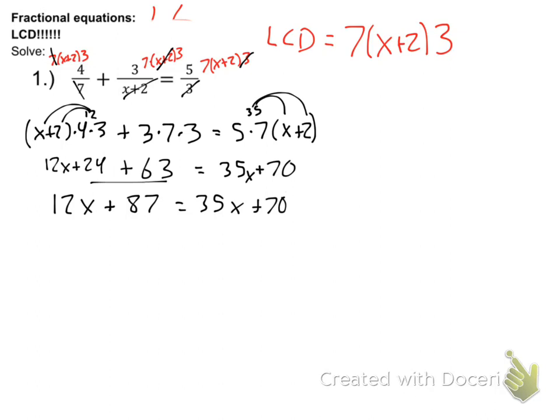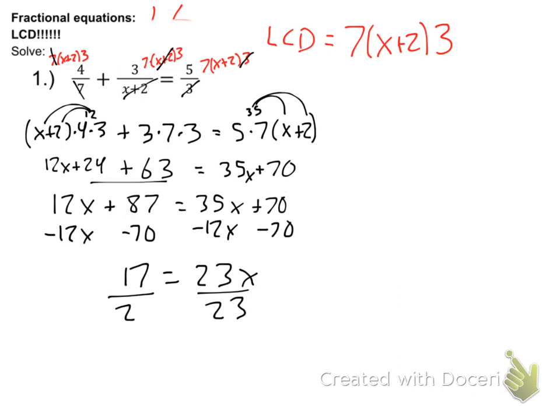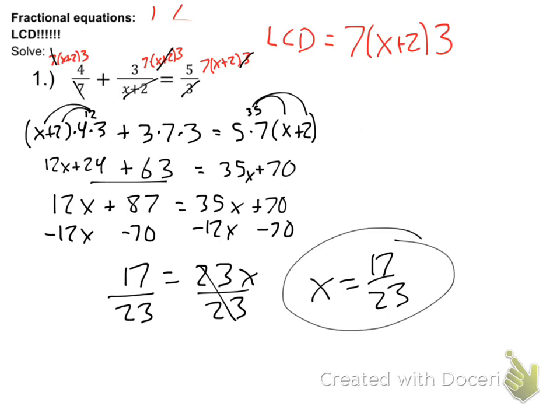So now I'm going to move 12x, start to put this together, and minus 70, so 17 equals 23x, divided by 23. x is equal to 17 over 23, and you are done.